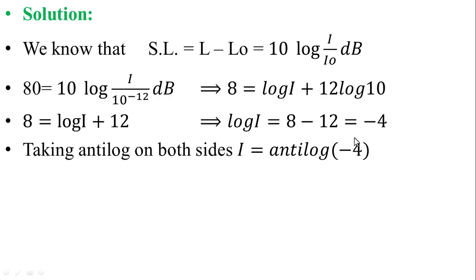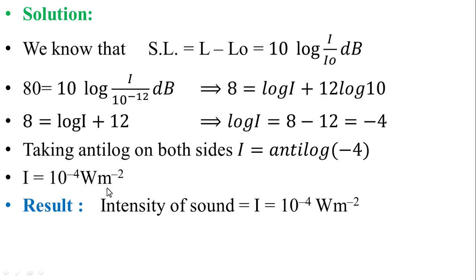Taking antilog on both sides, I is equal to antilog of minus 4. Antilog of minus 4 is equal to 10 raised to power minus 4 watt per meter square. So I is equal to 10 raised to power minus 4 watt per meter square. Then the final result: intensity of sound I is equal to 10 raised to power minus 4 watt per meter square.